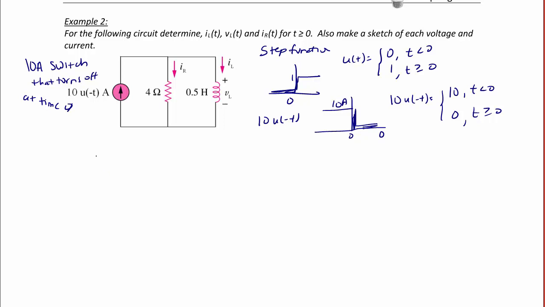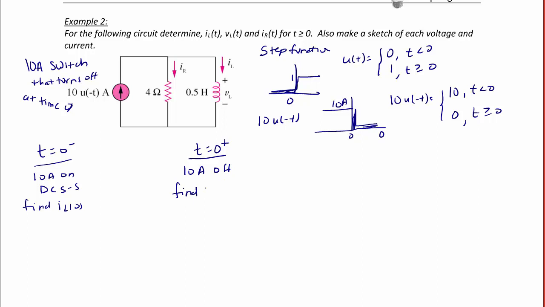The way that we analyze this circuit is we do 2 times. We draw it at t equals 0 minus, when the 10 amps is still on. That circuit is DC steady state, and we use it to find the initial current through the inductor. We draw it at t equals 0 plus. The 10 amps is now off, and we use this circuit to find tau equal to L over R Thevenin.